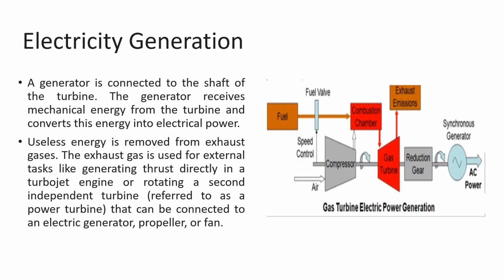And finally a generator is connected to the shaft of the turbine, which receives mechanical energy from the turbine and converts this energy into electrical power. Useless energy is removed from exhaust gases. The exhaust gas is used for external tasks like generating thrust directly in a turbojet engine or rotating a second independent turbine, referred to as a power turbine, that can be connected to an electric generator, propeller, or fan.